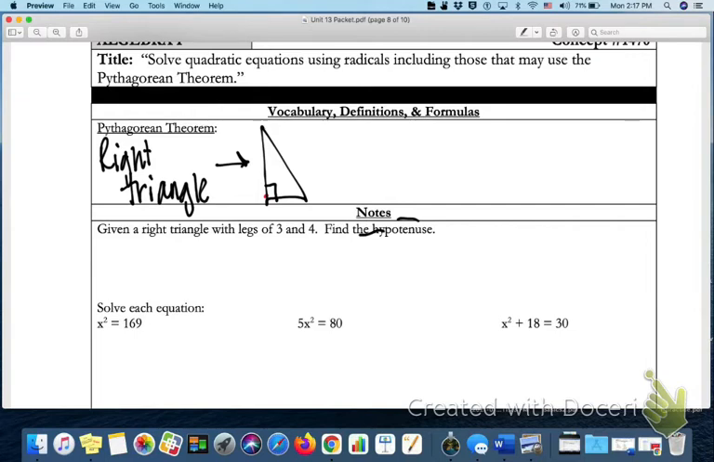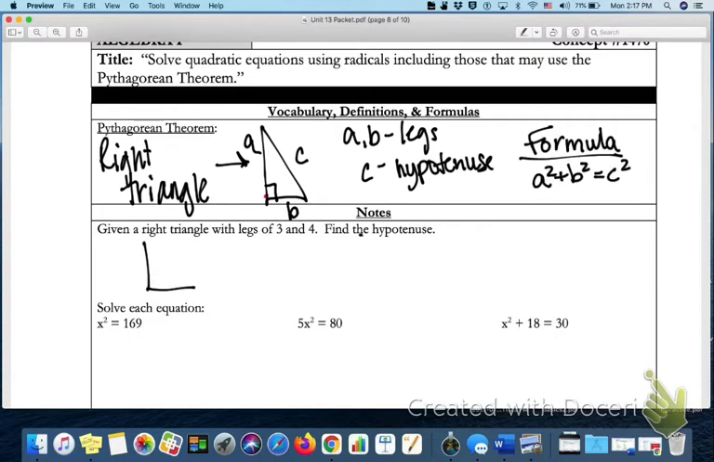We're going to label the right triangle with A and B being the legs, or the shorter two sides of the triangle, and C being what is called the hypotenuse. C is going to always be the side that is across or opposite of the right angle, or the 90-degree angle. It should be the longest side. The formula for the Pythagorean theorem is a squared plus b squared equals c squared.